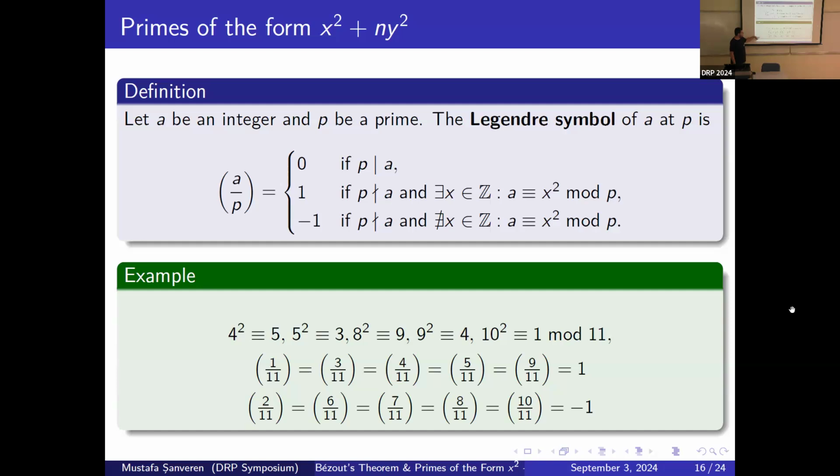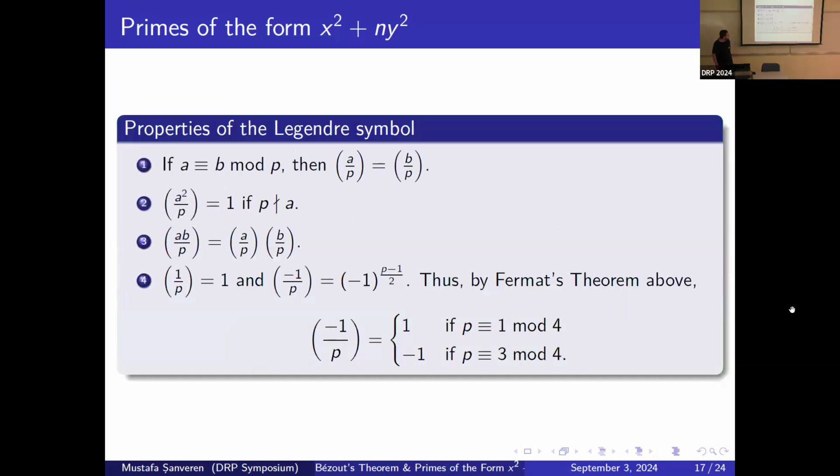And here's an example. 1, 3, 4, 5, and 9 at 11 have Legendre symbols equal to 1, and the others, 2, 6, 7, 8, and 10, are equal to minus 1. Here are some properties of the Legendre symbol. If we have two integers equivalent under the same mod p, then their Legendre symbols are equal. If we have some square at p, then this is equal to 1 if p does not divide a. And the Legendre symbol of a product of two integers at p is equal to the product of the Legendre symbols.